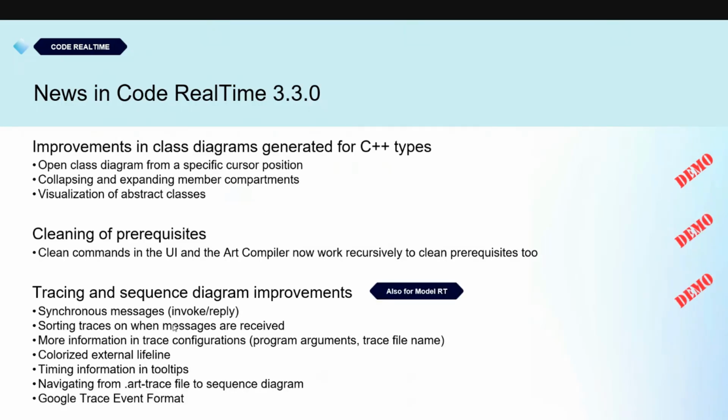And then we've also continued our improvements for class diagrams that we can generate for C++ code. So we now can open these diagrams on specific cursor positions to only show, for example, one class of a file. You can collapse and expand the compartments of the class symbols, so you can decide with more flexibility what you want to see. And we also have a special visualization for abstract classes using italic font, same as we do for Model RealTime.